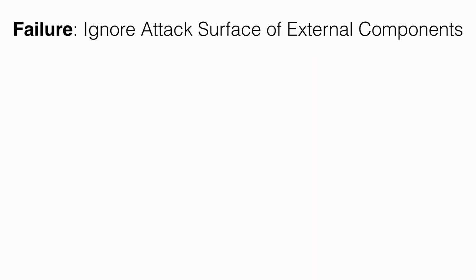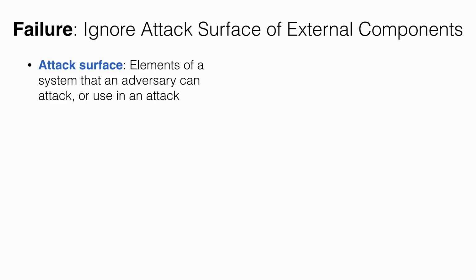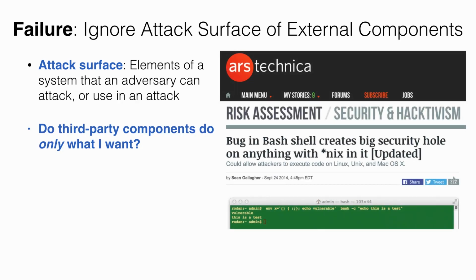The last design failure we'll consider is ignoring the attack surface of external components. The attack surface are the elements of a system that an adversary can attack or use in an attack. And the question is, when you build a system that involves third-party components, how do these components contribute to my overall attack surface? Do they only do what I want and nothing else?